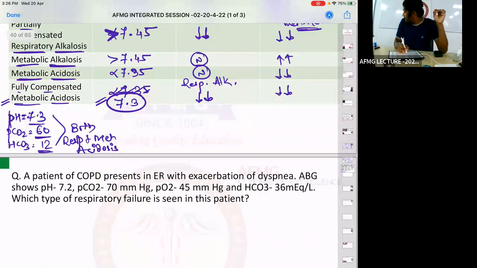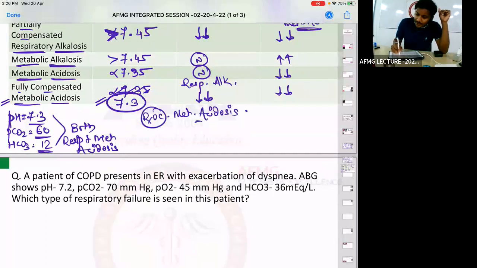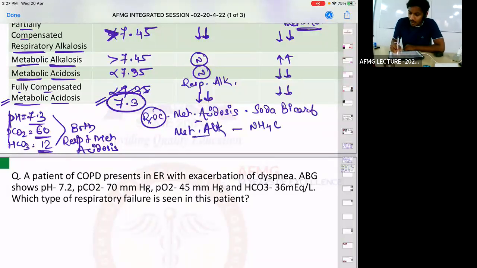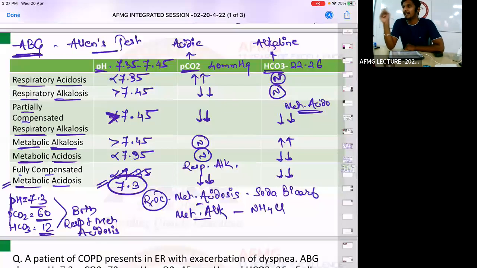Now please tell me, what is the treatment of choice for metabolic acidosis? It is soda bicarbonate. Okay. Treatment of choice for metabolic alkalosis: ammonium chloride. Ammonium chloride is acidic in nature, it forms HCl. Therefore it is given.